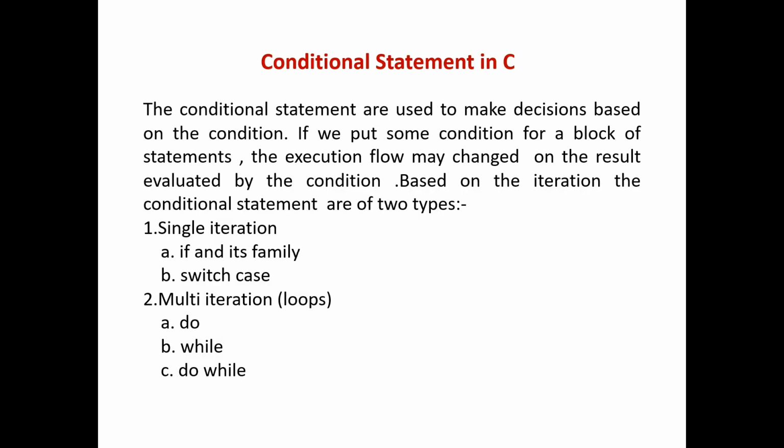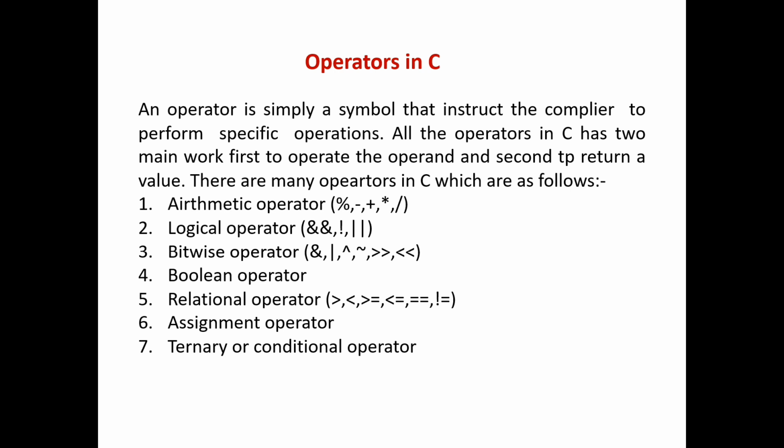Conditional statements in C. Conditional statements are used to make decisions based on conditions. If we put some conditions on a block of statements, the execution flow may change based on the result evaluated by the conditional. Based on the iterations, conditional statements are of 2 types: single iteration and multi-iteration. Single iteration: if and its family and switch case; and multi-iteration: loops like for, while, and do while. Over to SOURABH.